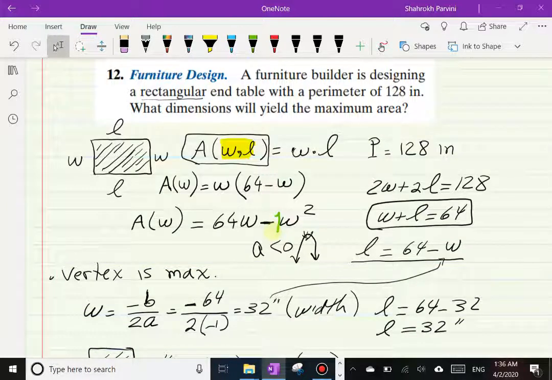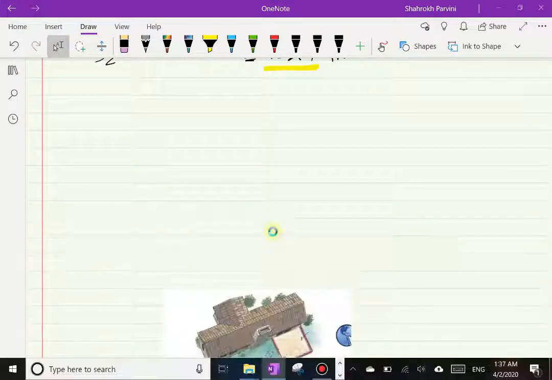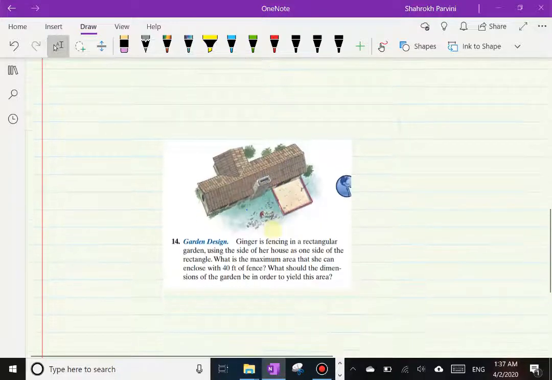Our next exercise is going to be, or this will be our last one, is actually exercise number 14.